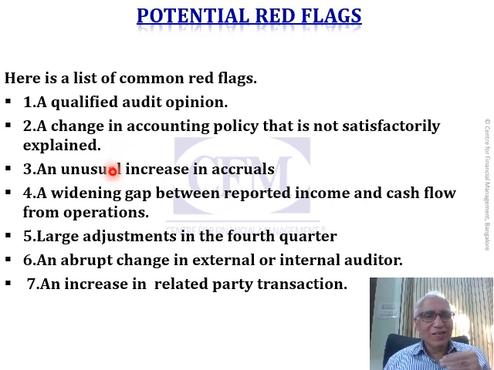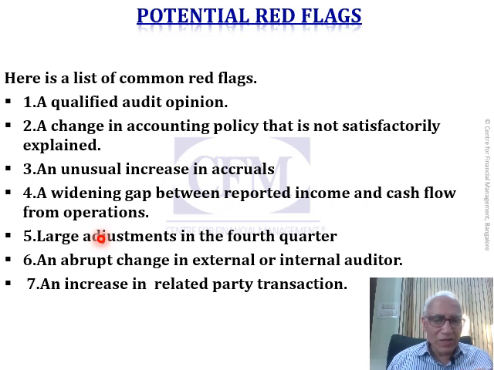3. An unusual increase in accruals. If there is an unusual increase in accruals like payables and receivables, you have to find out the underlying source. 4. A widening gap between reported income and cash flow from operations. If there is a gap between reported income and cash flow from operations which is widening over a period of time, there is a reason to suspect the quality of accounting information.